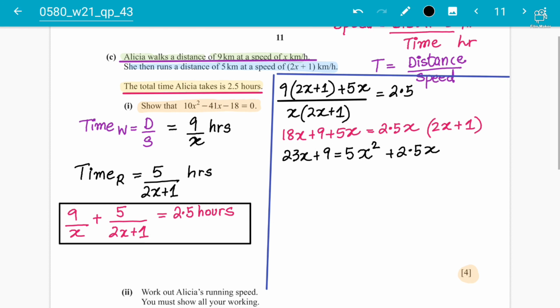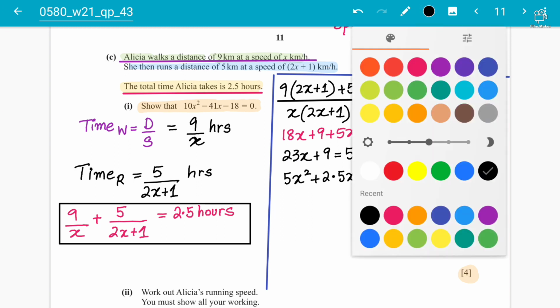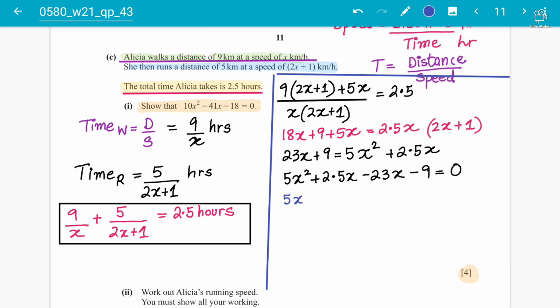Hope everyone gets this. You make things to one side. So 5x square plus 2.5x minus 23x, and minus 9 is equal to 0. So here we go, students, it will be 5x square, 2.5 minus 23 will be negative 20.5x, minus 9 is equal to 0. Okay, so that's how we get this.